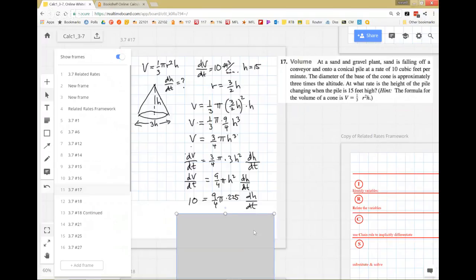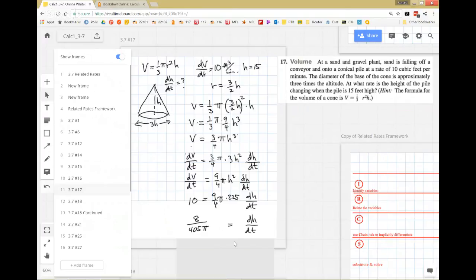And now you make your substitutions. In place of dV/dt, you plug in the 10 that was given at the top. The only thing missing in this whole thing, oh, h is given, right? h is 15, way up there in the top right. So I took 15 squared. The only thing that's missing is dh/dt. So we can solve for it. We just divide both sides by 9/4 pi times 225. And there it is. The rate at which the height is changing.